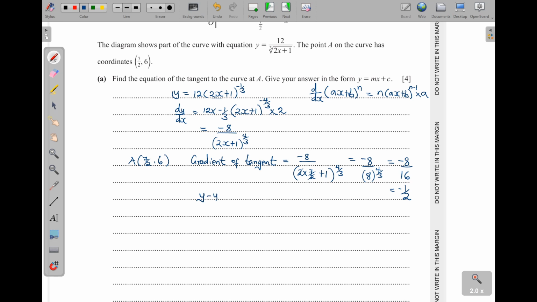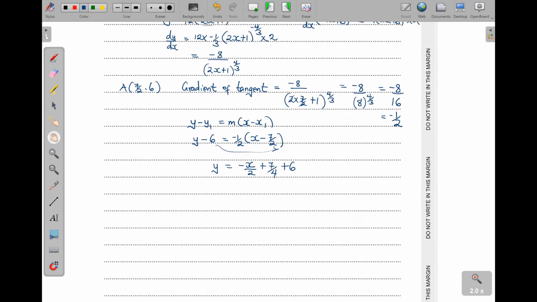Now using y minus y1 equals m times (x minus x1) as the general equation of a straight line, we say y minus 6 equals negative a half times (x minus 7/2), and then we make y the subject. Opening the brackets, we have negative x over 2 plus 7 over 4. When you take the 6 to the other side, it becomes positive. Simplifying, 4 times 6 is 24, and 24 plus 7 gives us 31. So we have y = negative a half x plus 31 over 4 as our final answer.